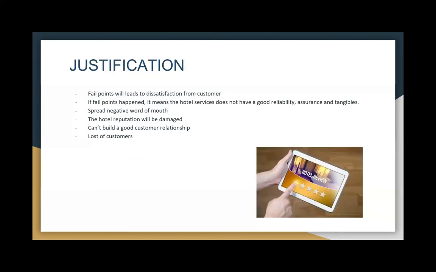Now move on to the justification. The reason why Hilton Hotel needs a good service recovery strategy is because these fail points can lead to dissatisfaction from customers. Because when a fail point happens, it means that the hotel service does not have good reliability or assurance. The customers can also spread negative word of mouth, and the hotel reputation will be damaged because of this. And they cannot build a good customer relationship because of these points. And eventually they will lose their customers.